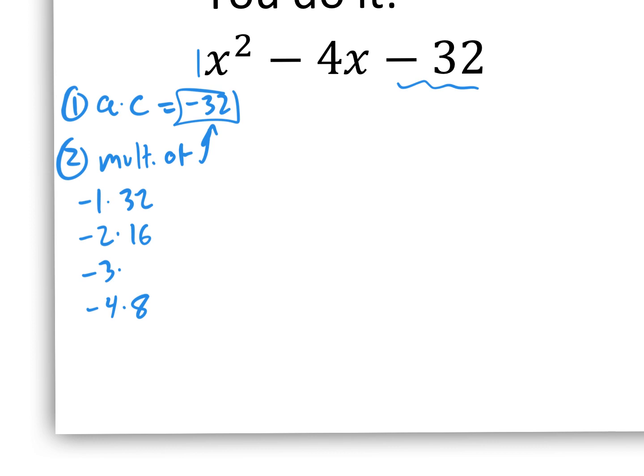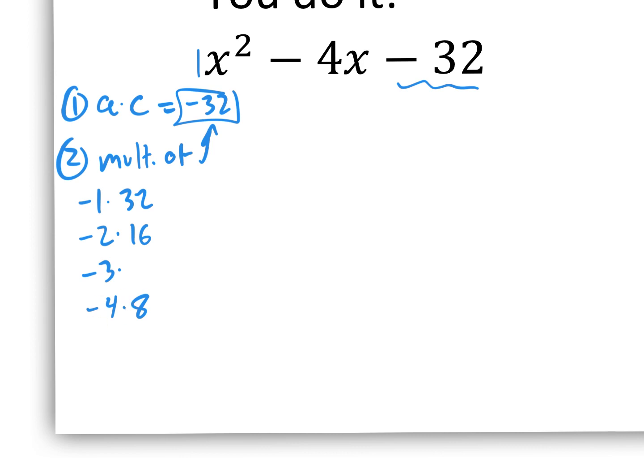So out of the 3 possible options, which combo, when you combine them, not multiply them anymore, when you combine them, give you the middle value, negative 4x? Well, if I combine 32 take away 1, that gives me a 31. That's not a 31x. If I combine 16 and negative 2, that's 14. That's not a plus 14x. If I combine negative 4 and 8, that gives me a positive 4. That is a 4, but it's a negative 4, not a positive 4. So I have the right numbers, just the wrong signs.